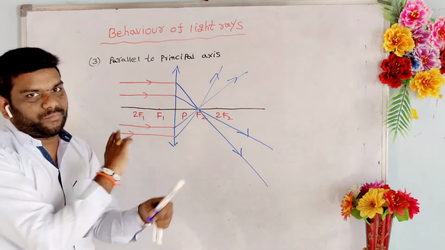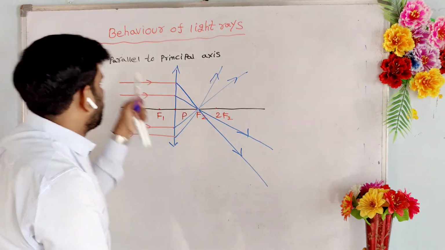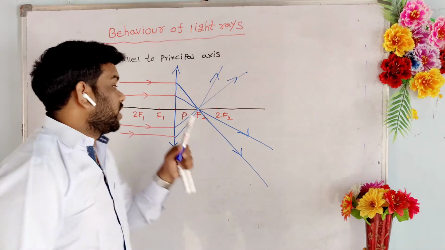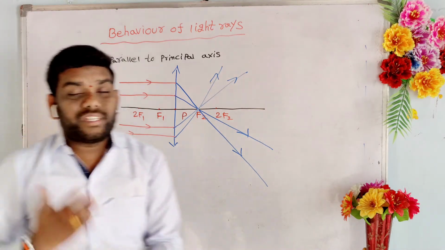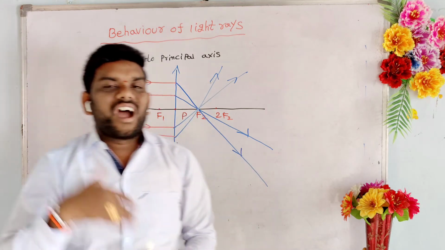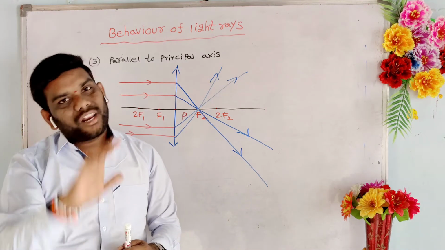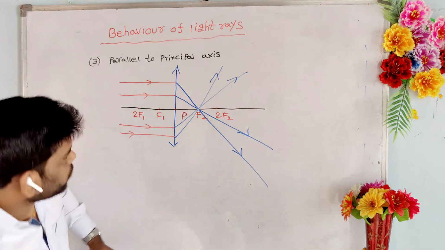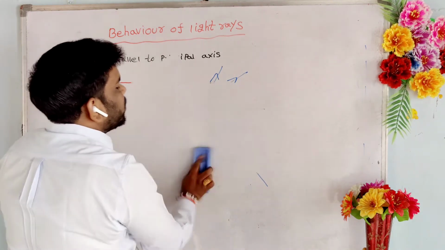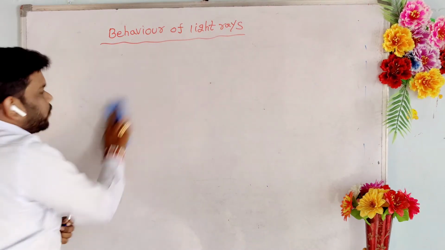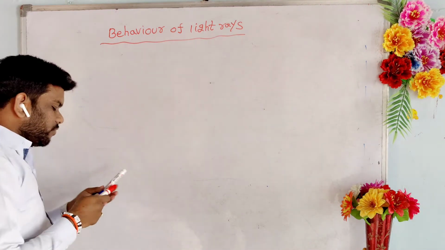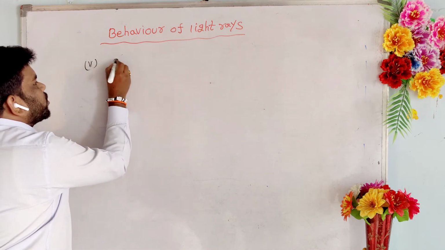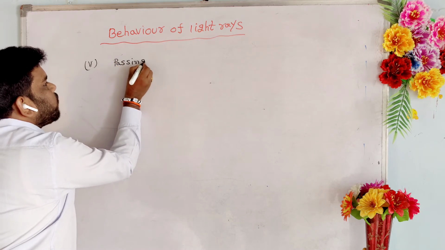Now let us take the reverse, situation 4 in your textbook. A ray parallel to the principal axis meets at a focus. A ray passing through focus after refraction becomes parallel to the principal axis. Situation 4 is opposite to situation 3. Let us see how it looks. Yes, now situation 4. I will enter into situation 4. These 4 situations are very important. Please listen carefully. The fourth situation means passing through focus.